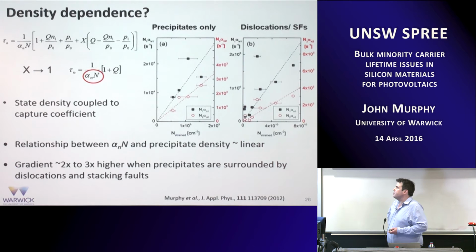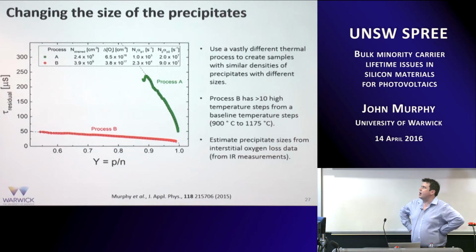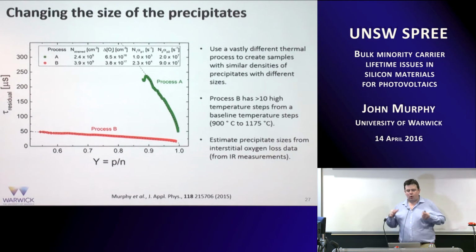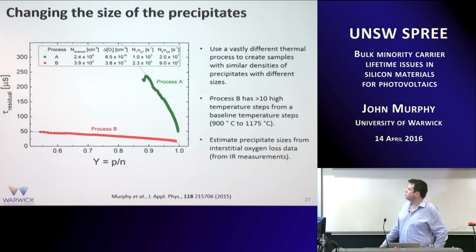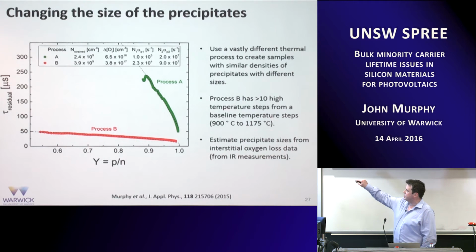So we did some experiments to work out what the mechanism of recombination was. And so rather than just doing the standard processing, we used vastly different thermal treatments. And what we did is we used a really wacky thermal treatment from device processing. We used about 10 high temperature steps between 900 and 1175. We created samples with vastly different precipitate sizes, but the same density.